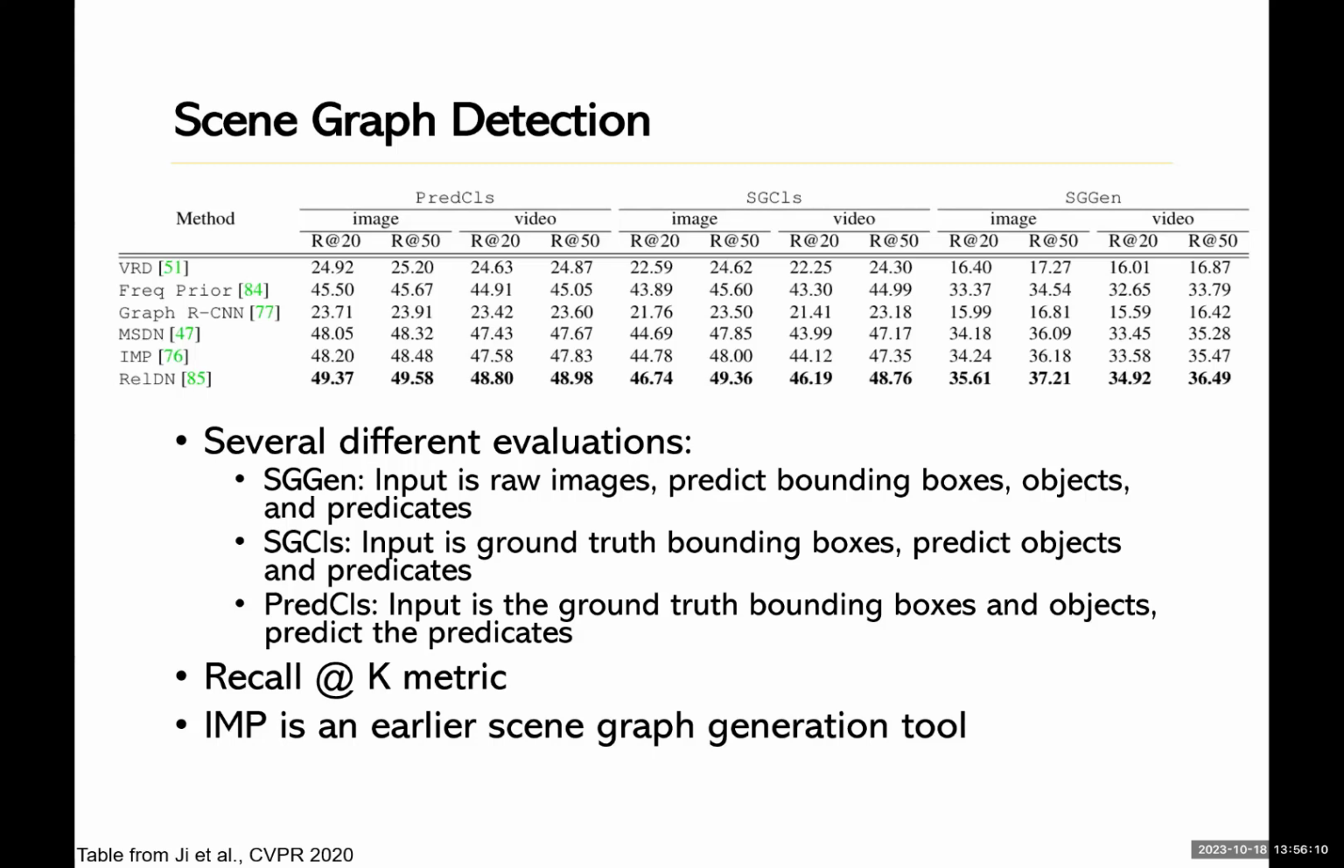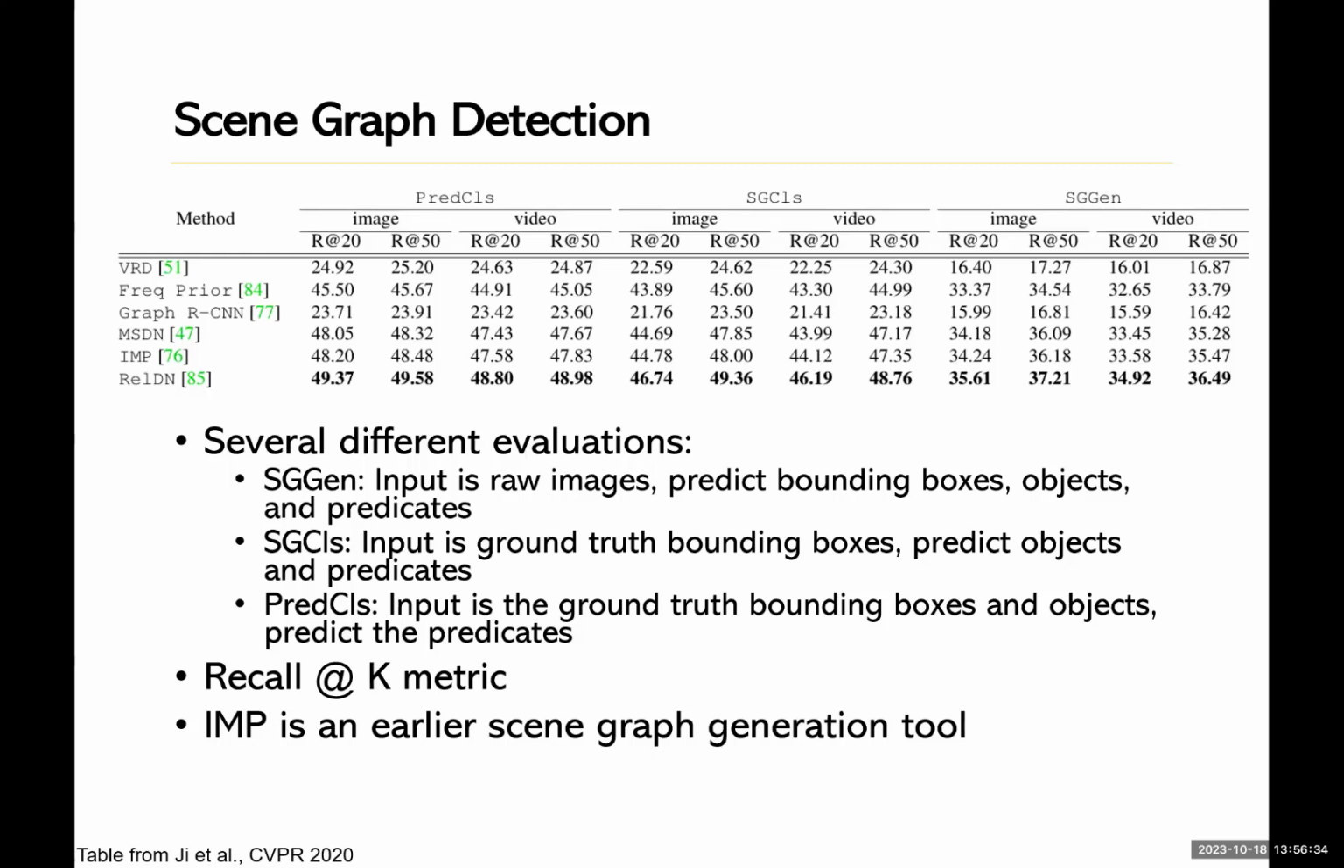So they looked at a comparison across different scene graph methods. To evaluate, they look at the recall numbers at 20 and at 50, but they had a couple of different scenarios that were interesting.